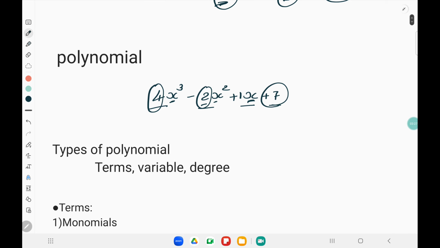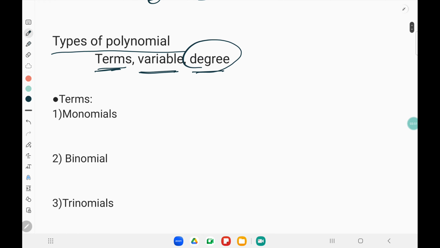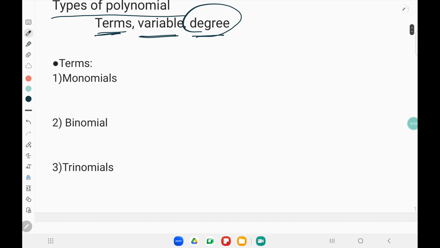Okay, types of polynomials. We separate polynomials into different types. According to the terms we separate the polynomial, according to the variable, and according to degrees. Maybe degree is a new word for you, we will see it later. Okay, so don't worry about that new word. In today's video we have lots of new words, right? So don't worry, we will repeat those words and you will understand.